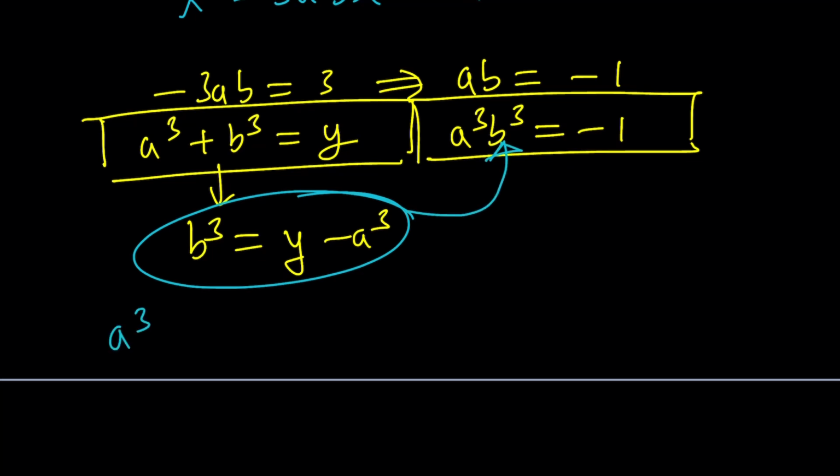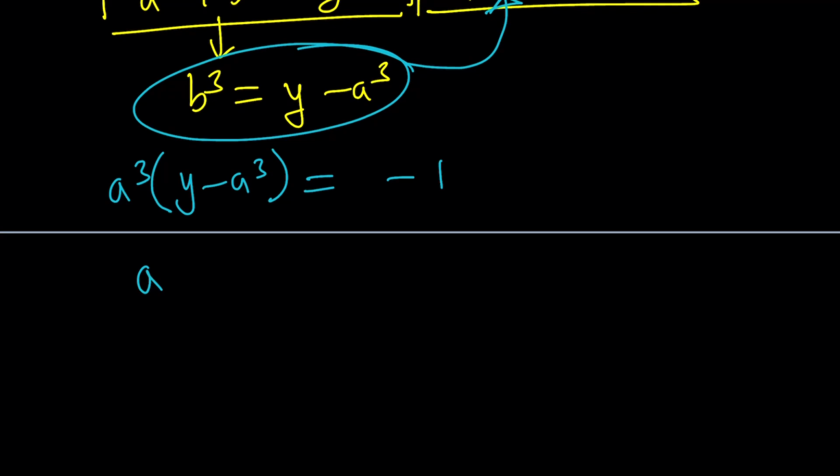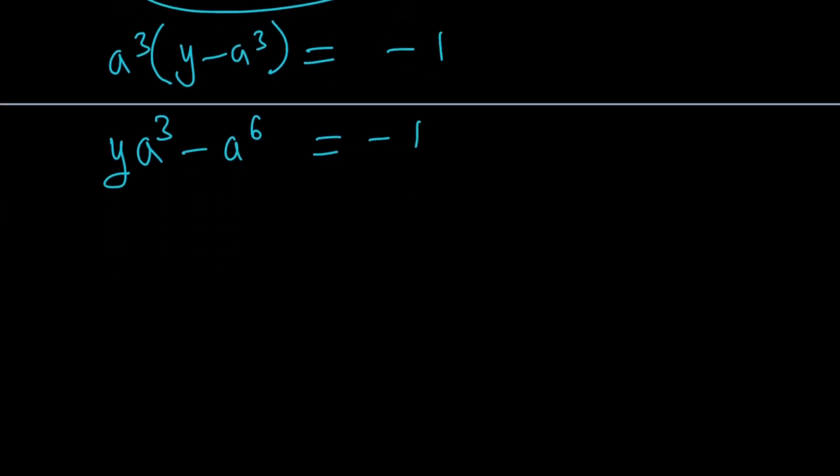a³ multiplied by (y − a³), which is b³, equals −1. I'm going to distribute everything and then put everything on the other side and simplify this. Let me write this as y a³ − a⁶ = −1. Let's put everything on the right hand side. a⁶ − y a³ − 1 = 0.